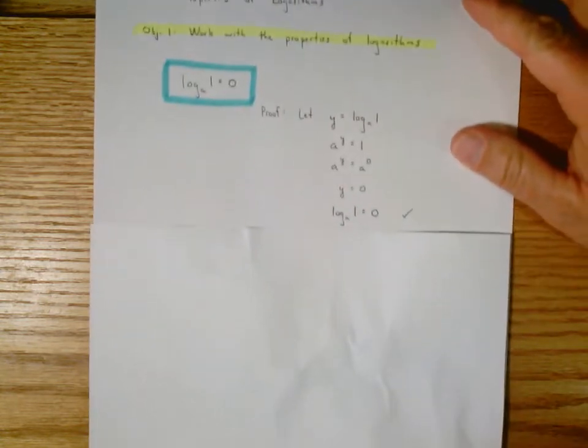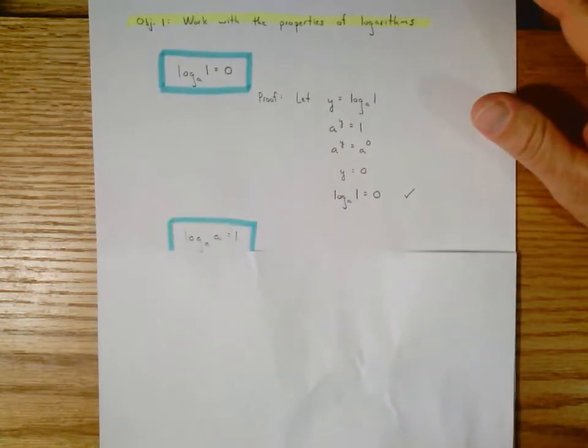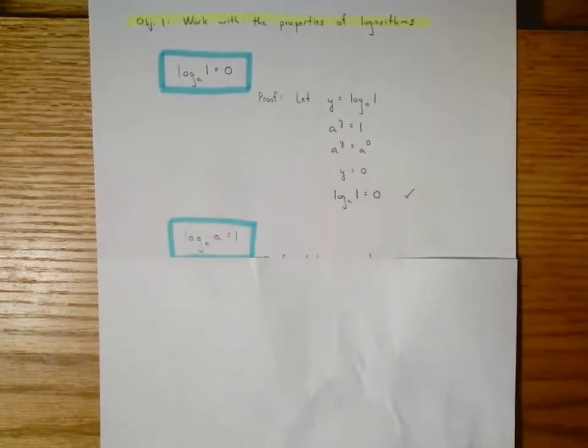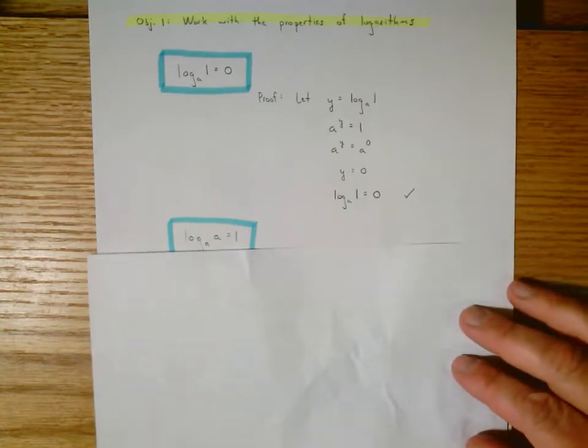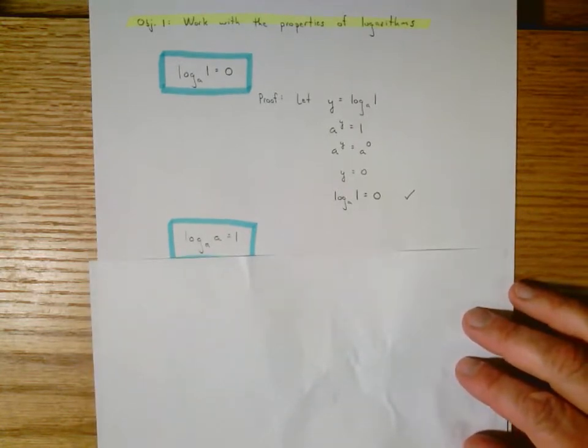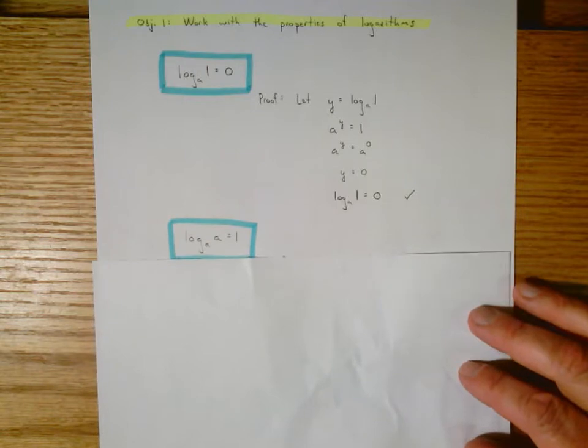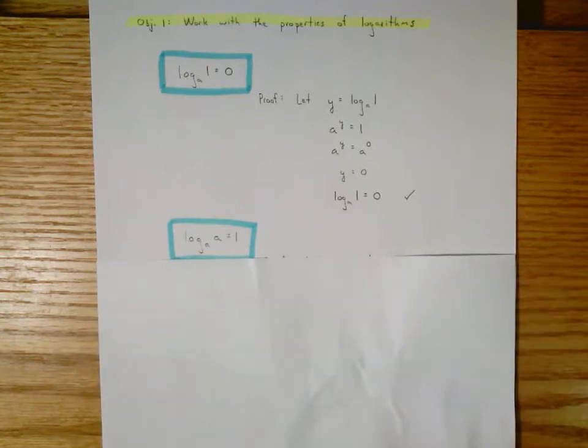Alright, next property of logarithms for us to look at. This one says log base a of a equals 1. In other words, if a logarithm's base and its argument are equal to each other, the value of the logarithm is 1. Again, remember the base has to be positive and the argument has to be positive.